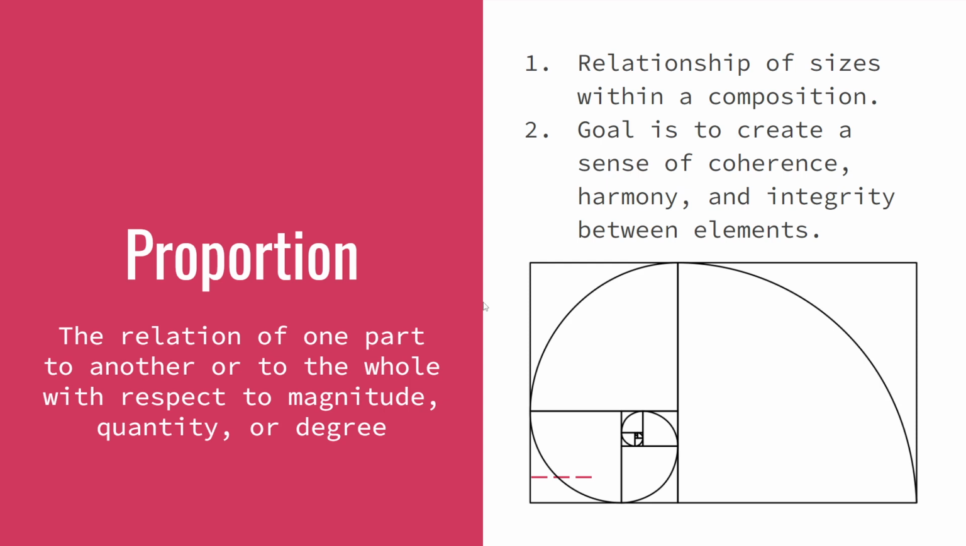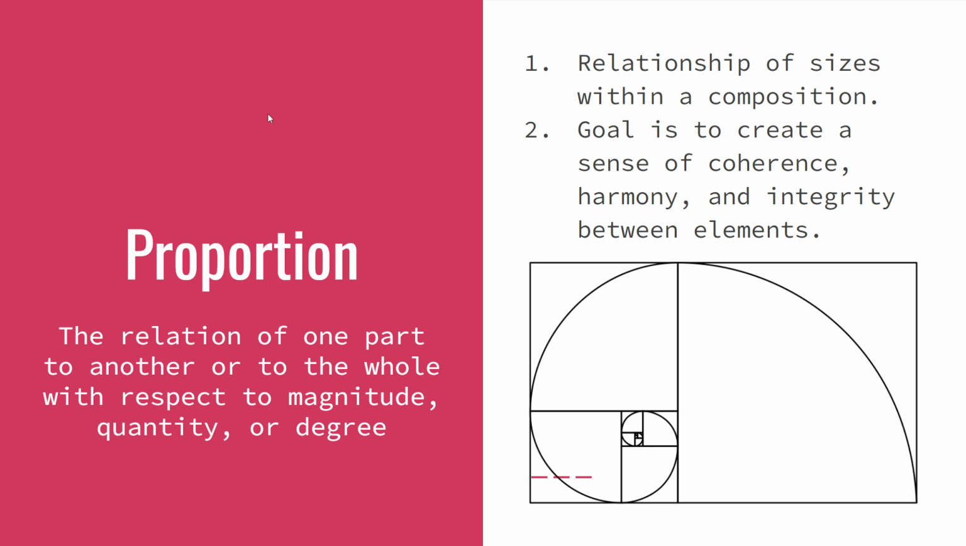All right, our next one is proportion. So proportion is the relation of elements to each other, right? So it can be in terms of magnitude, and for that, I want you to think of size. It can be in terms of quantity. So how many of, thinking back to our earlier example with the coffee beans and the candy, the proportion of candy to coffee beans, or it can be degree.